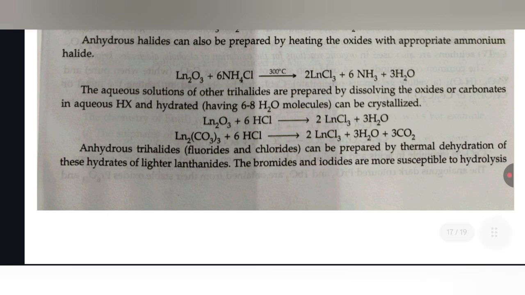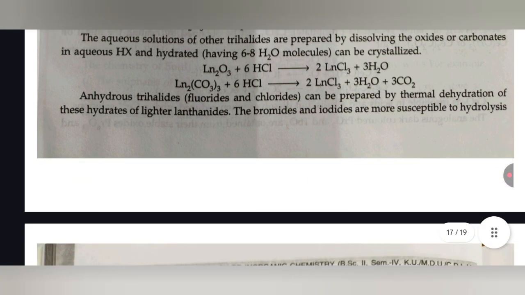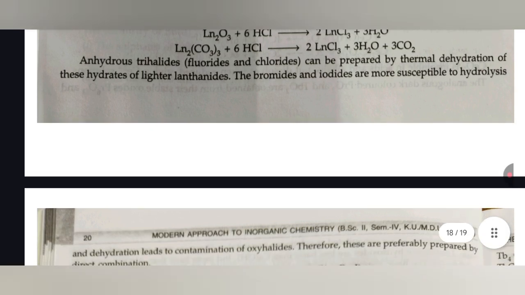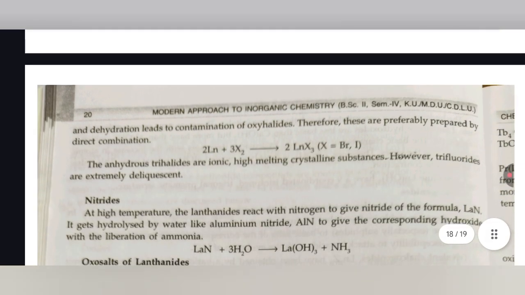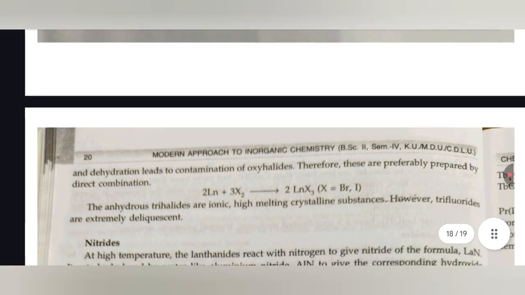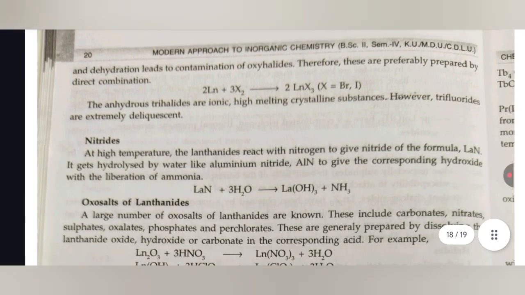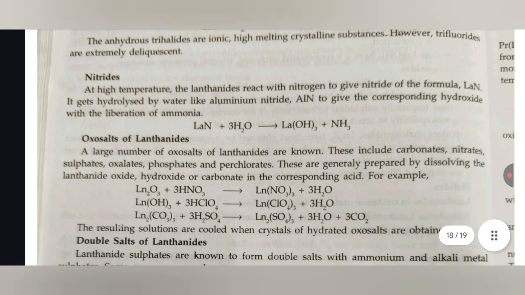Anhydrous halides can also be prepared by heating the oxides with the appropriate ammonium halide. The aqueous solutions of other trihalides are prepared by dissolving the oxide or carbonates in aqueous HX, and hydrates can be crystallized. Anhydrous trihalides can be prepared by thermal dehydration of these hydrates of lighter lanthanides. The bromide and iodide are more susceptible to hydrolysis, and dehydration leads to contamination by oxohalide. Therefore, they are preferably prepared by direct combination.